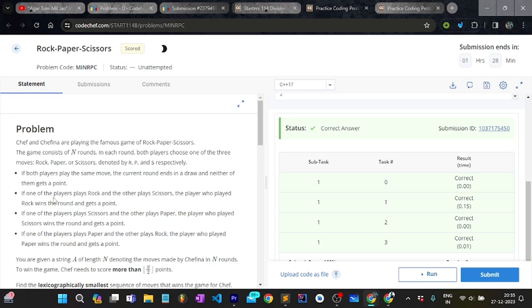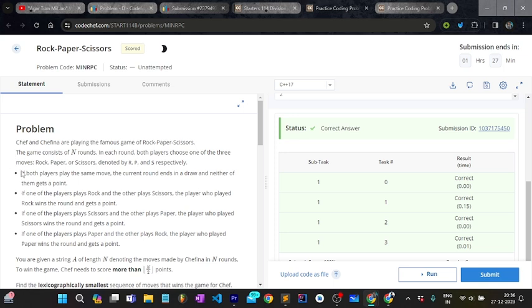In this we have been given that Chef and Shefina are playing a game which is rock paper scissors, and the game consists of n rounds, and both of them have three choices, that they can play a move as R, meaning rock, P, paper, or S, scissor. So basically they are playing a game in which they have n moves, and for each move they have three choices, that whether they can play rock, paper, or scissor.